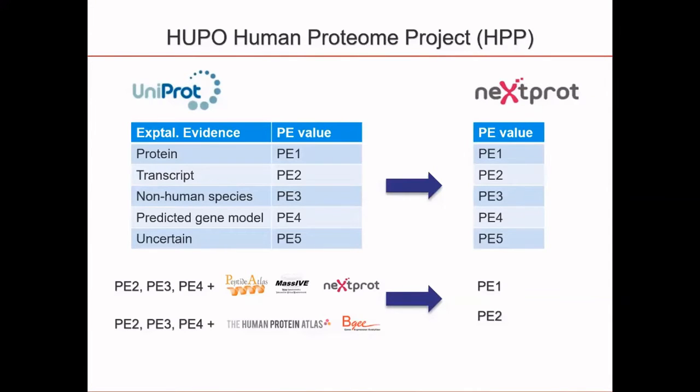Now, since we have data from a number of additional resources, we can upgrade the protein existence values of entries which are PE2, 3, or 4 to PE1 with mass spectrometry data taken from Peptide Atlas, Massive, and NextProt, and to PE2 with RNA-seq data from Human Protein Atlas and Bgee.